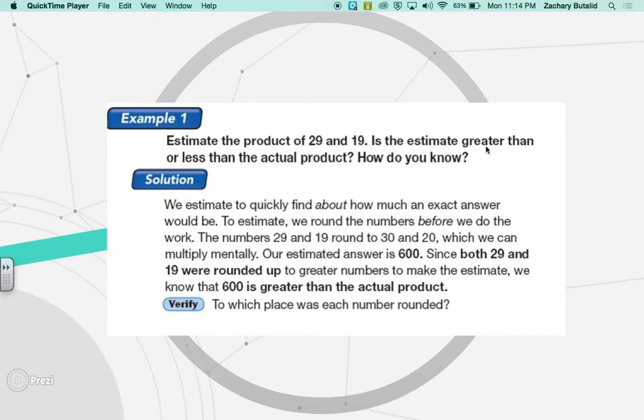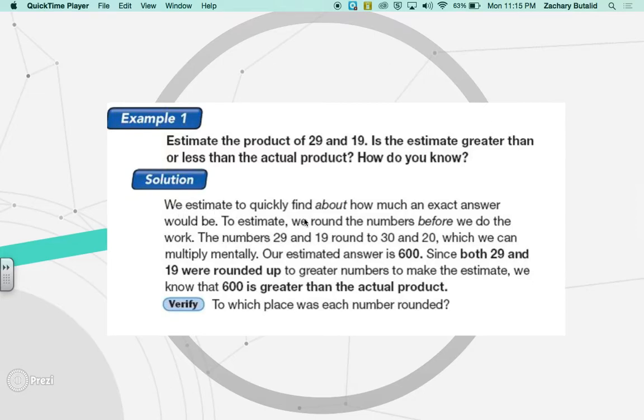Is the estimate greater than or less than the actual product, and how do we know? Well, what we did is we moved our numbers to make them bigger, right? Because we made these numbers bigger, when we multiply them, they are going to be bigger. So our estimate is most likely greater than the actual product because we used bigger numbers than 29 and 19.